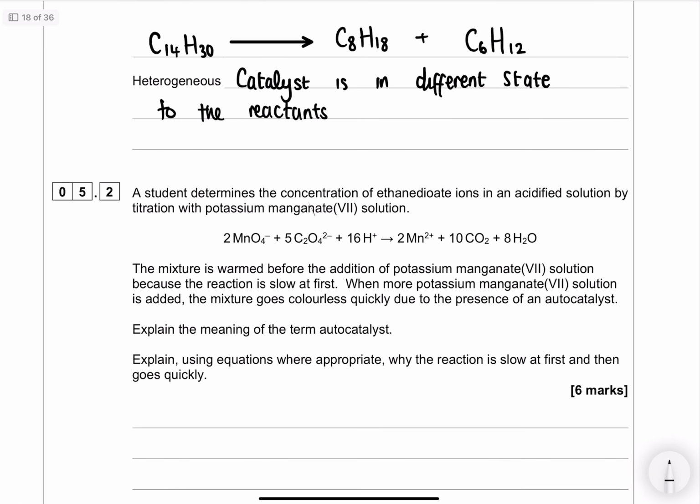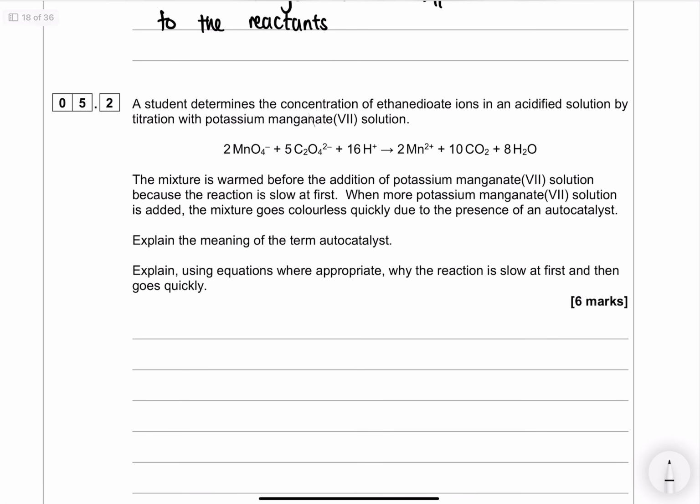A student determines the concentration of ethanedioate ions, which are here, in acidified solution by titration with manganate, which is here. The reaction is warmed before the addition of the potassium manganate(VII) because the reaction is slow at first. When more potassium manganate(VII) solution is added, the mixture goes colourless quickly due to the presence of an autocatalyst. Explain the meaning of the term autocatalyst.